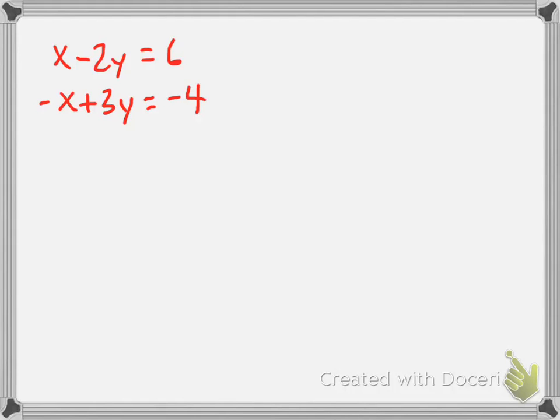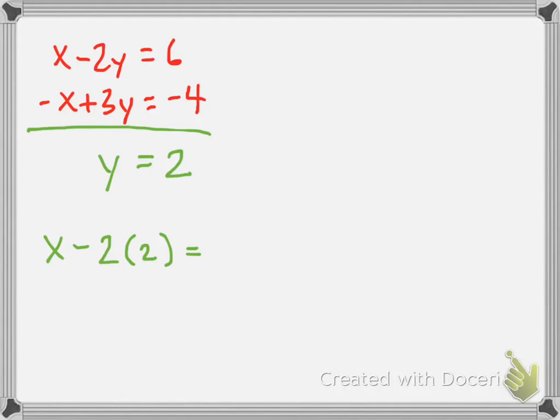One of the first things I check with linear combination is whether anything would cancel if I add up and down. I notice here x minus x would cancel. Negative 2y plus 3y would be y. And 6 plus negative 4 is 2. So the x values cancel, and I end up with y equal to 2. If y is equal to 2, then I can take that value and plug it into either equation, and I should be able to solve for x.